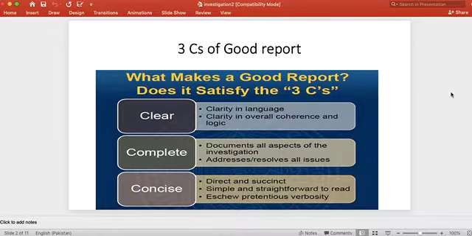Then it has to be concise. By concise, we mean it should be brief, but it should not be brief at the cost of information. So it has to be brief, but in a very particular way. For example, mostly direct talk should be done, which will create conciseness. It should be talked about in a simple and straightforward way so that the reader can read it very well. It will be concise then. And whatever verbosity is there may be removed. I mean, extra or superfluous words which have been used may be removed and the report will become concise. So in this way, there are three C's of a good investigation report: clear, complete, and concise.